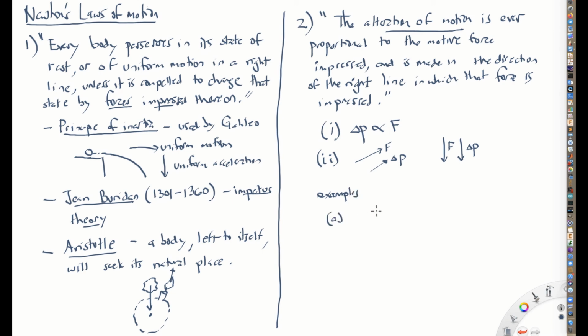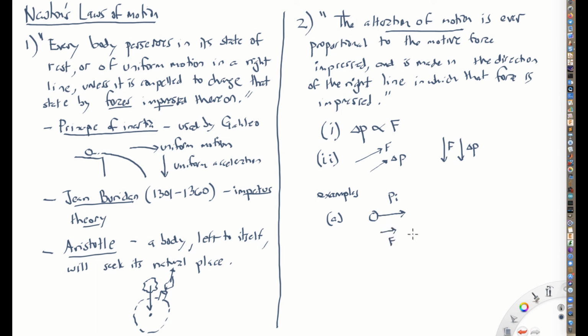Example A, let's suppose, for example, that we have a hockey puck that is sliding along the ice. If this is really slippery ice, then when there's no force acting on it, it's going to retain its state of motion. So this is law number one. It's just going to be sliding along with some momentum in that direction. Now let's suppose that you hit the back of it with a hockey stick.